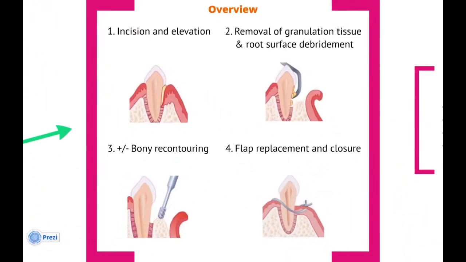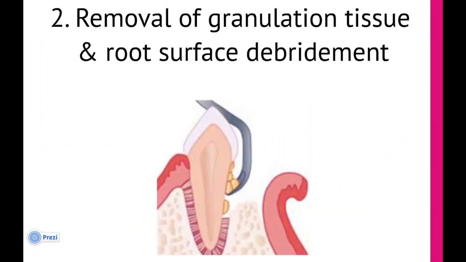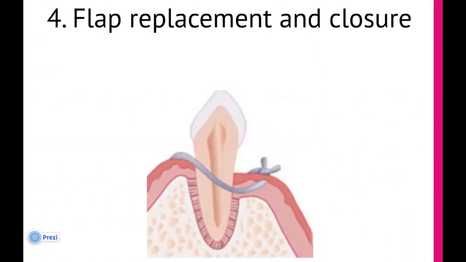We'll now be looking at the principal stages of periodontal surgery. Number 1. Incision and elevation of full-thickness mucoperiosteal flaps, usually both buccally and lingually or palatally. Number 2. Removal of all granulation tissue within the defect and thorough root surface debridement. Number 3. If appropriate, correction of root surface anomalies and bone recontouring. Number 4. Replacement of flap and suturing.